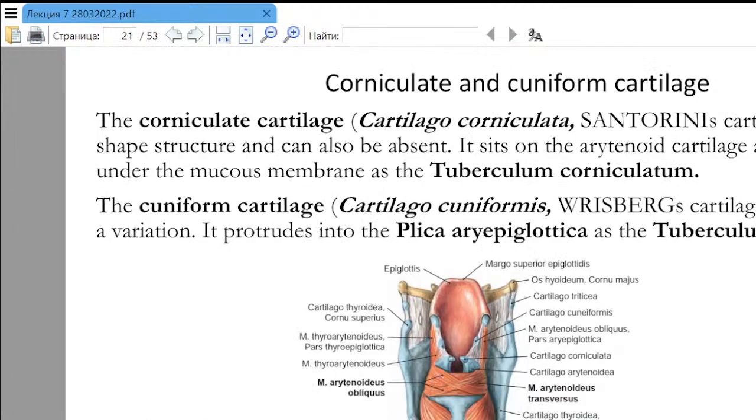Corniculate and cuneiform cartilage. Cartilago corniculata, what do you see? This is cartilago arytenoidea. This is cartilago corniculata. Santorini cartilage has a hook-shaped structure and can also be absent. It sits on the arytenoid cartilage and protrudes under the mucous membrane as the tuberculum corniculatum.